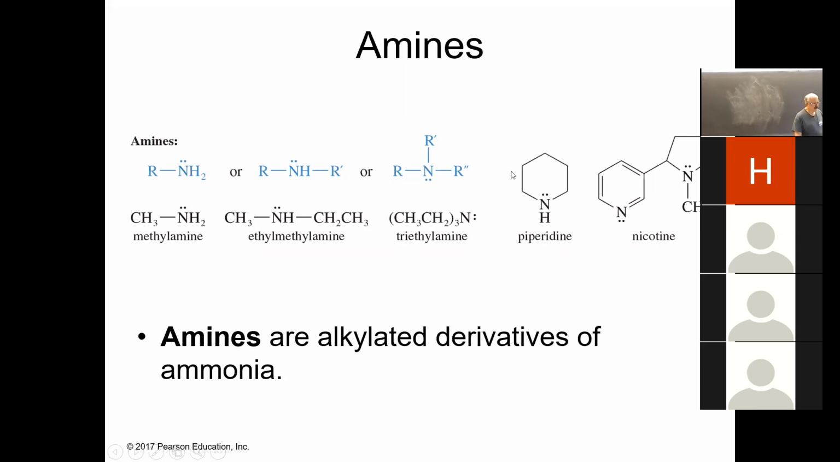Here are some cyclic amines, piperidine and nicotine. Nicotine has 2 heterocyclic amine groups. So these are alkylated derivatives of ammonia. By alkylated, we mean hydrogens are replaced with carbon groups or alkyl groups.